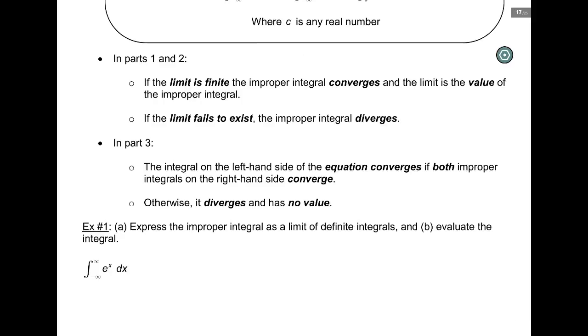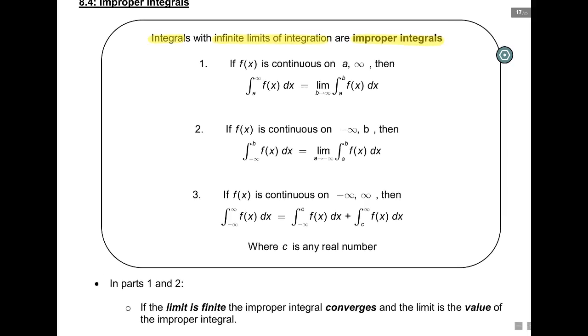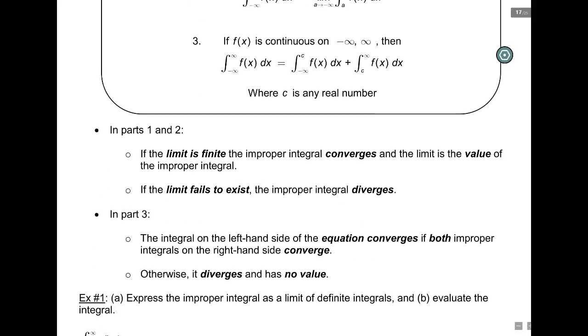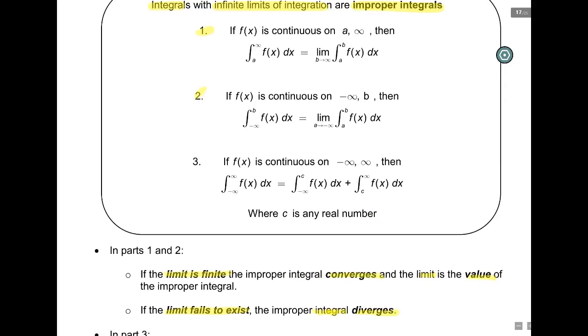Okay, so in parts 1 and 2, if the limit is finite, the improper integral converges, and the limit is the value of the improper integral. So if we get a real number, then we know the integral converges, and the limit is the value that we get out. If the limit fails to exist, then the improper integral diverges. So that's with 1 and 2.